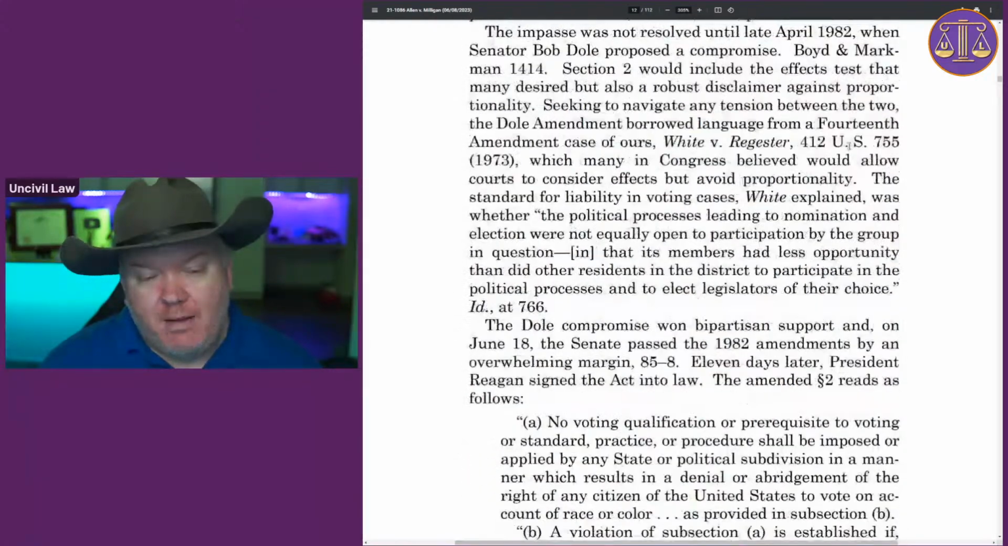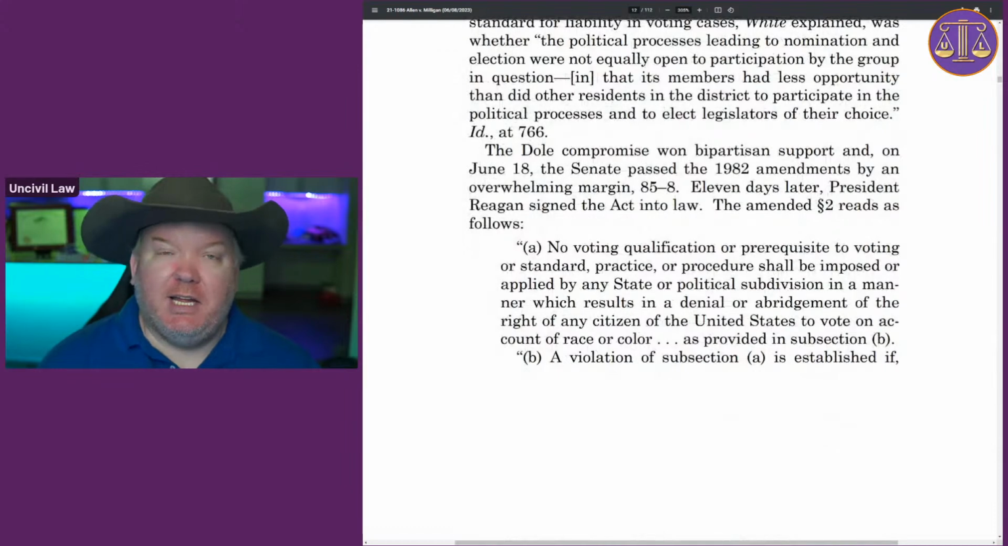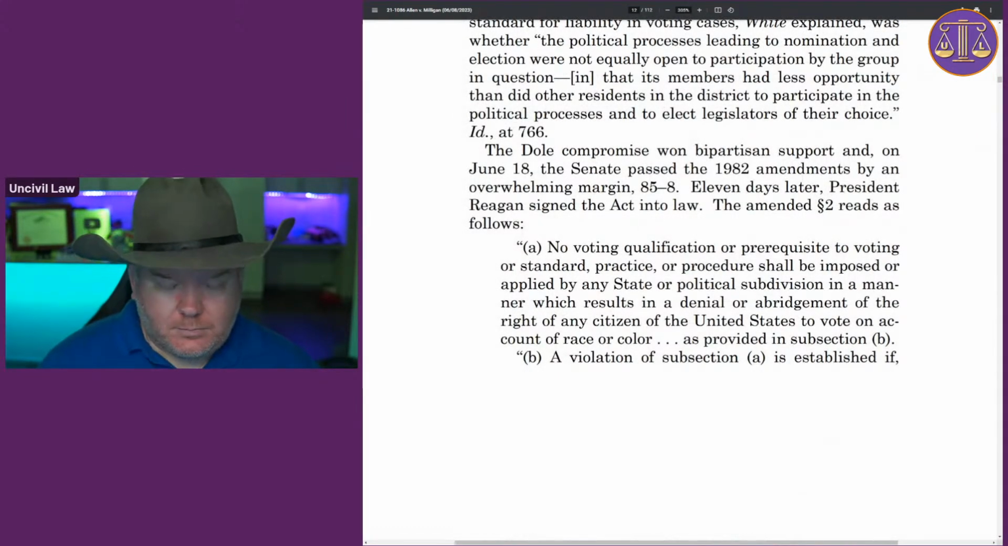The Dole Amendment won bipartisan support, and the Senate passed it. Eleven days later, the president signed it. Hooray! Congress has done a thing. Let us learn what Congress has done.